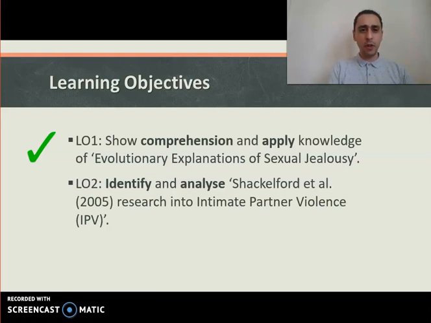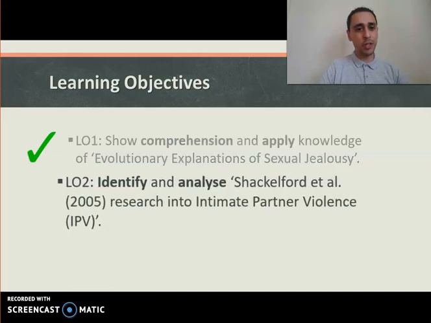Okay, we learned about this evolutionary explanation of sexual jealousy. Okay, I take it, but give me some evidence. I want some research to back this up. I'm not just going to take your word for it. I wouldn't expect you to. Here's some research by Shackelford.